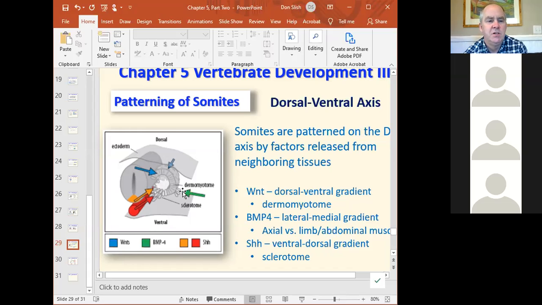So you've got your lateral mesoderm because it's high BMP4, and axial and back muscles over here at low BMP4, and then limb and abdominal over here where it's high BMP4.